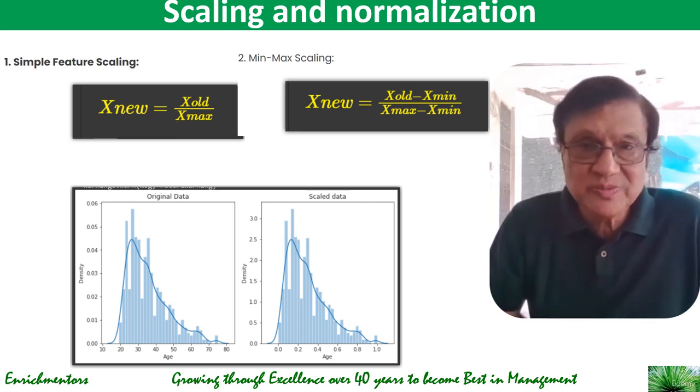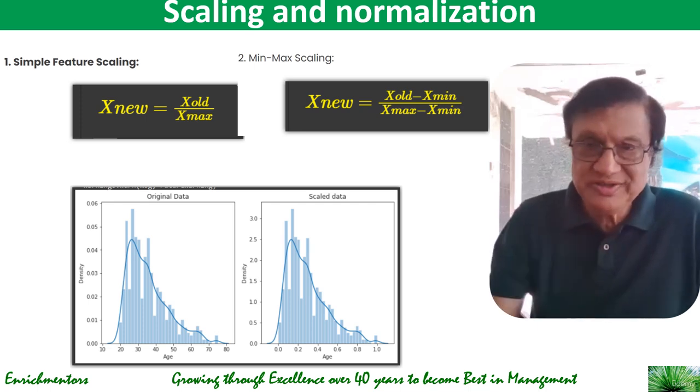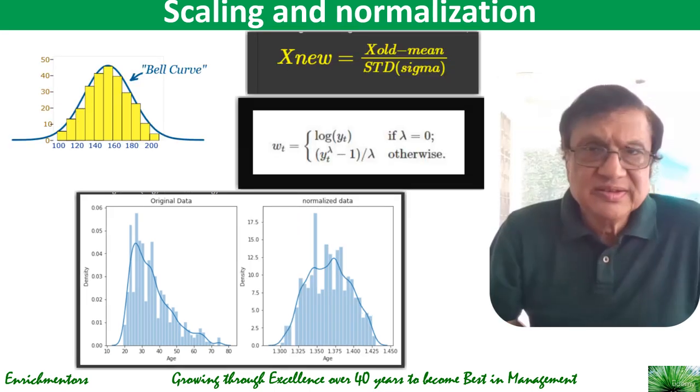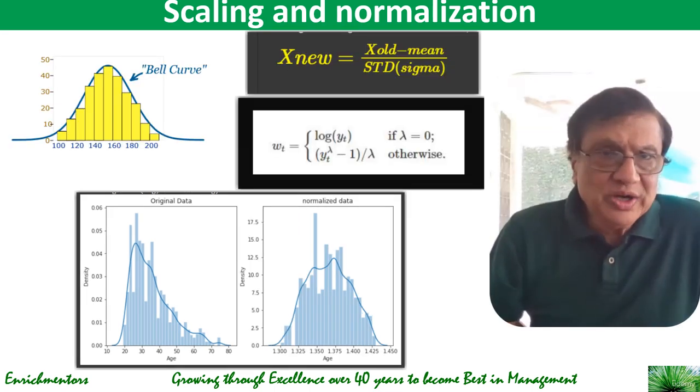The shape of the distribution remains the same. So the only thing that changes is the scale of the data, the range of the data, and the shape and other properties remain the same. So now let's look at what normalization is.